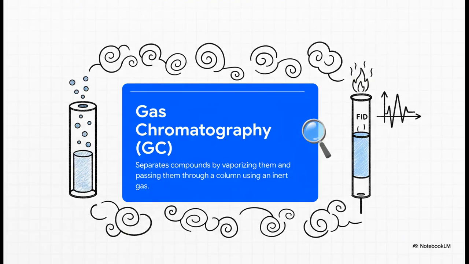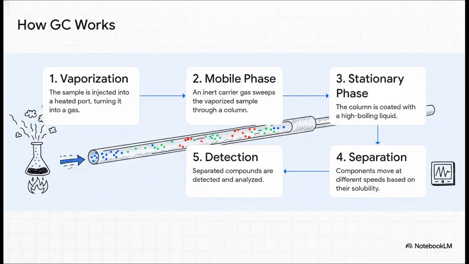One of the real heavy hitters in this field is gas chromatography, or GC for short. And, just like the name says, this technique is an absolute master at analyzing any substance that you can safely turn into a gas. So how does it work?